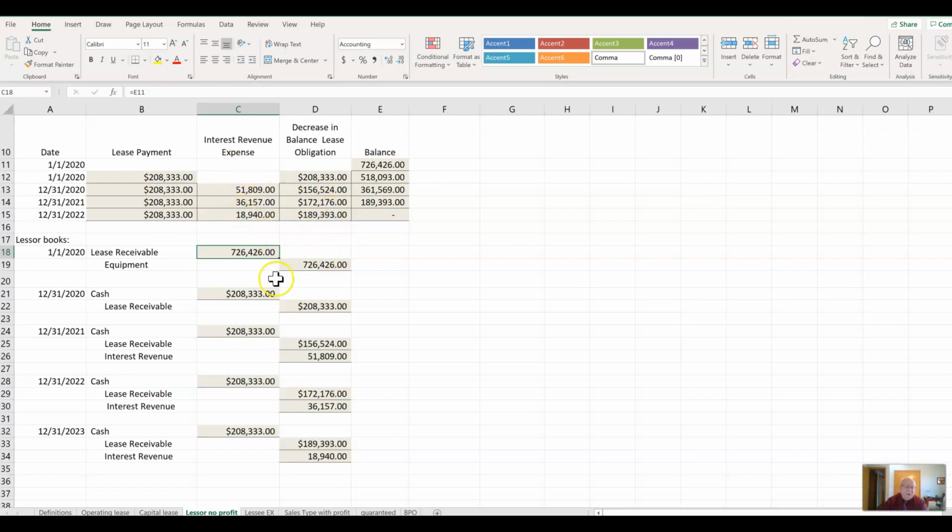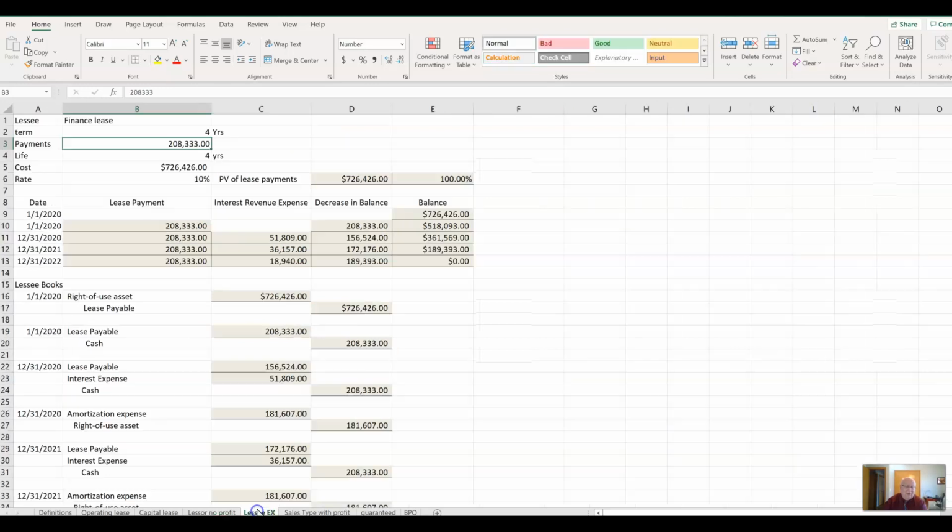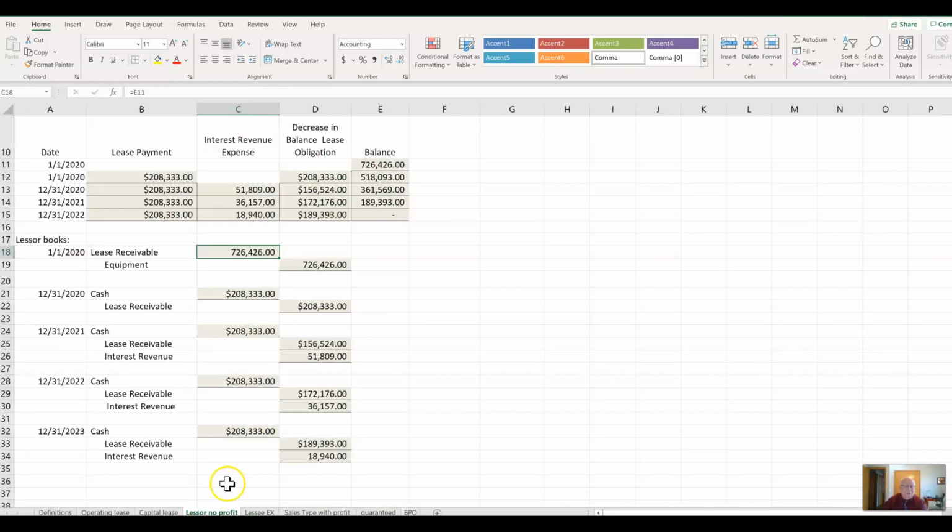And if you notice, it's also the exact same numbers we had on the lessee's books. The difference is, and that's why I have interest revenue expense, because sometimes I use them for the same chart. Makes life a little bit easier to do. But that's how you do this one. It's done the same way. This is the lessor's books with no profit. Also sometimes called a financing lease. Sometimes it's called a sales type lease with no profit.